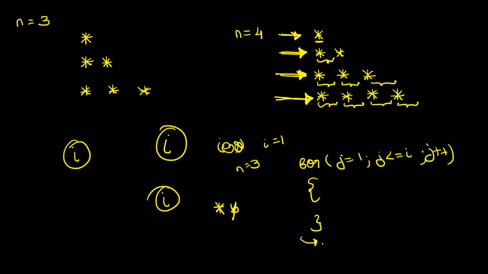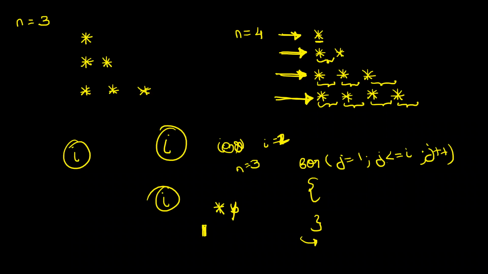What was the line here? System.out.println. That is, bring your cursor to the next line. So now my cursor will come to the next line. And then what I will do? I go to the increment part of my outer for loop, which is I plus plus. So now my value of I will become 2.